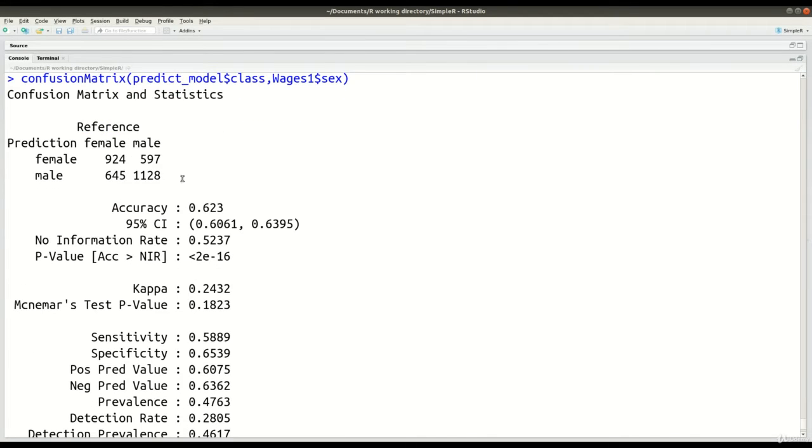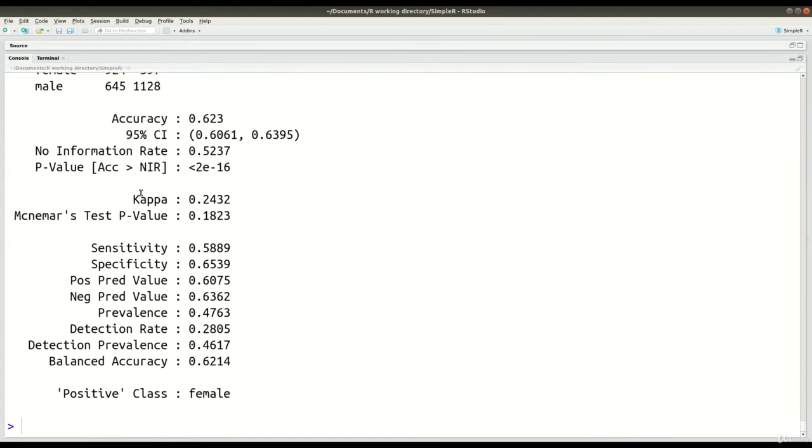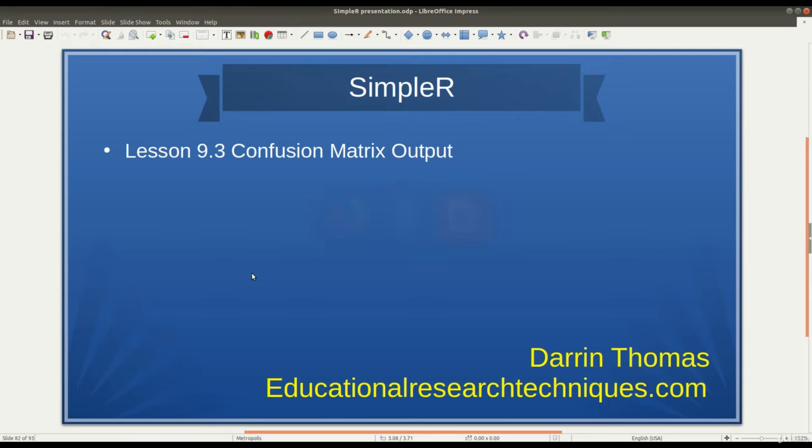We first have the regular confusion matrix. We've seen this before: the number of true positives, true negatives. I believe right here is false positives, and down here are the false negatives. The first thing they give is the accuracy, which is 62%. Not that amazing, but it is what it is. Then they give you the confidence rating. The information rate is something else that can be valuable, and the p-value, which is significant for the information rate. Then the kappa. Let me show you what these mean inside our slide here.